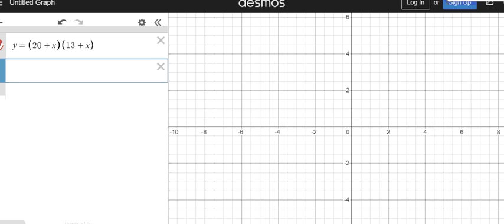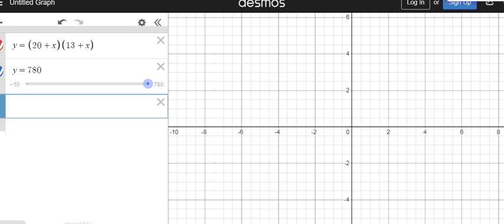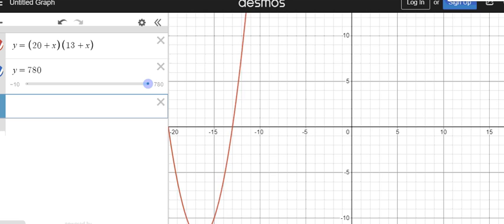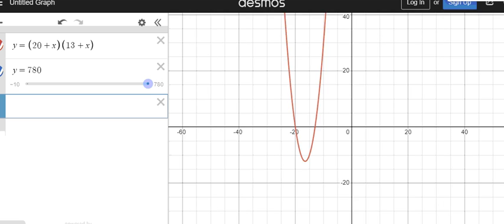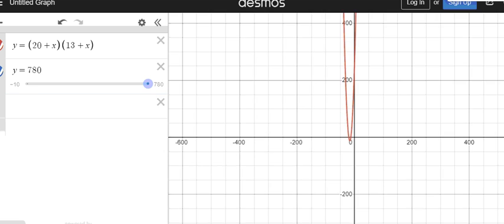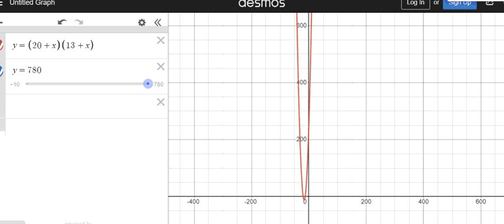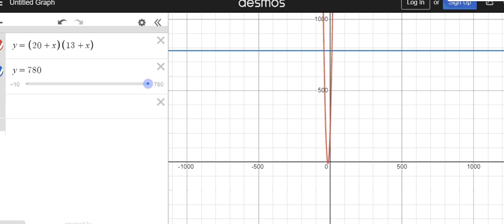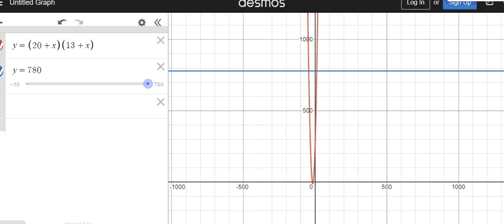And that should graph. We can't see it right now. We'll have to move around a little bit. And our other one is y equals 780. So if I zoom out a bit here, you can start to see my graph. And I need to keep going. One more step. You can see here on the graph, the blue line, that's the 780, and the red line is our graph.